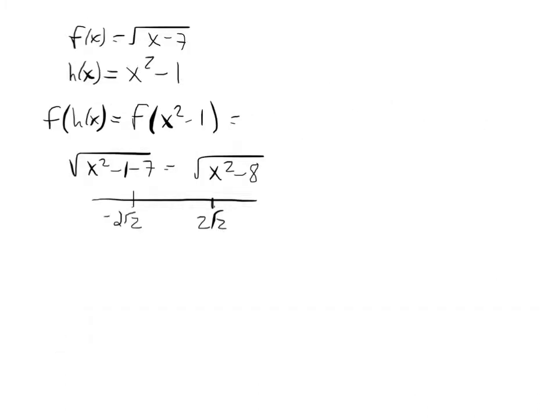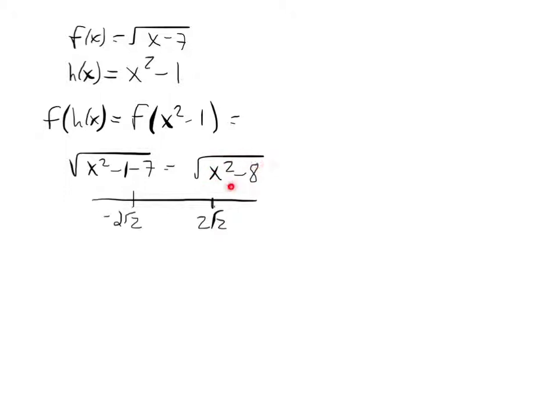So then let's look at the composition the other way. Let's look at f of h of x. That would be f of x squared minus 1. Go ahead and plug x squared minus 1 in as my input for x in f of x, and I get the square root of x squared minus 1 minus 7, or the square root of x squared minus 8.